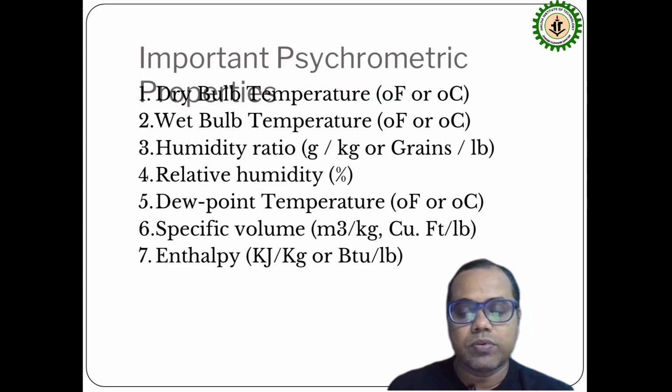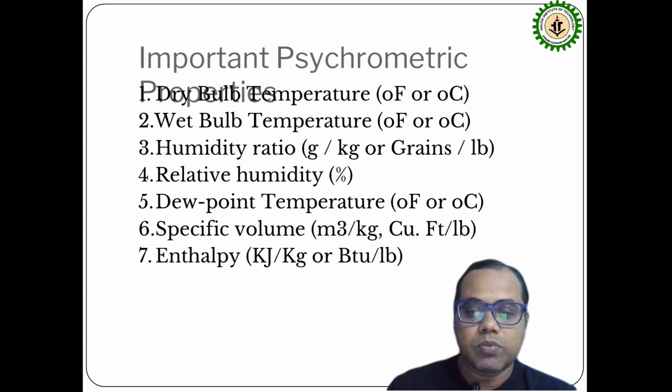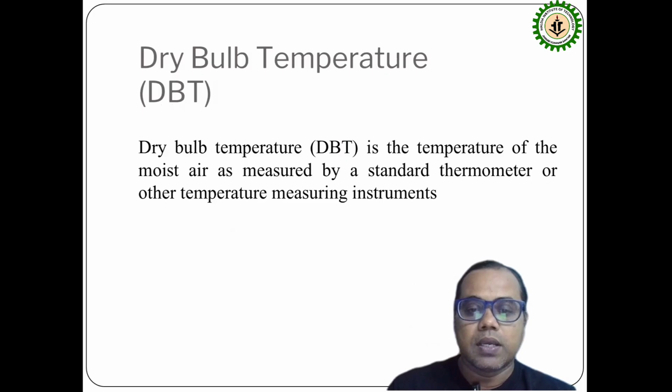Regarding dry bulb temperature, all of you know, dry bulb temperature means the temperature we measure by using an instrument known as a thermometer. When the bulb of the thermometer is not wrapped, it is only an ordinary thermometer, and whatever the temperature of the air in the environment it shows, that is known as the dry bulb temperature. The definition is the temperature of the moist air as measured by a standard thermometer or other temperature measuring instrument. The unit is degree centigrade, degree Fahrenheit, or Kelvin.